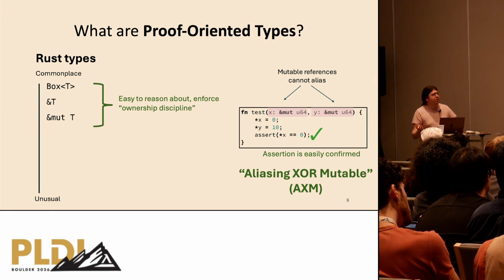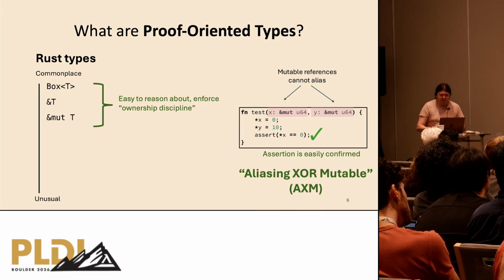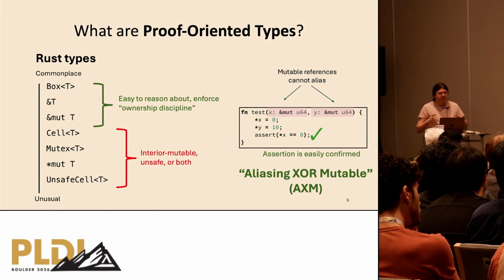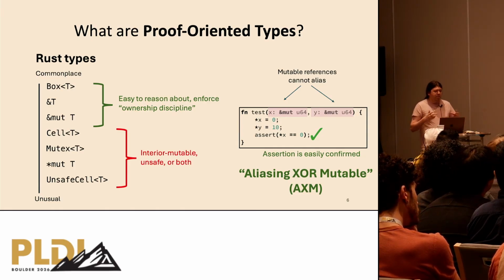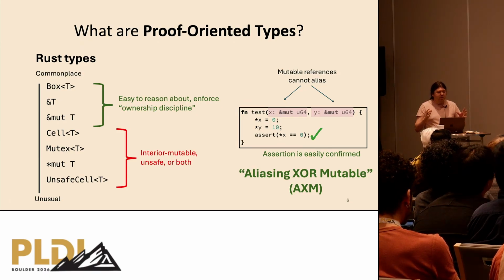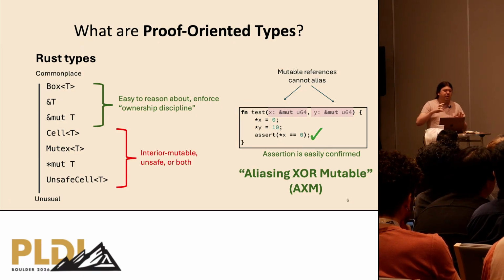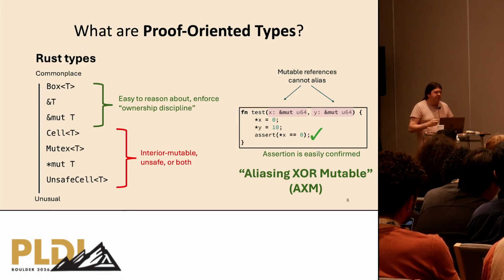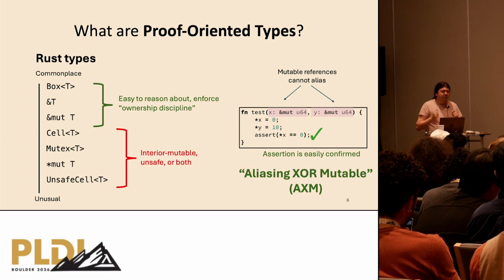But as I said, these are just the commonplace, easier to use types. Within Rust, there are a bunch of harder types that make use of interior mutability, unsafety, or both. So for those who don't know, interior mutability refers to the situations where you mutate data from behind a shared reference. So by definition, these are places where AXM is violated. So how does Verus reason about these situations?